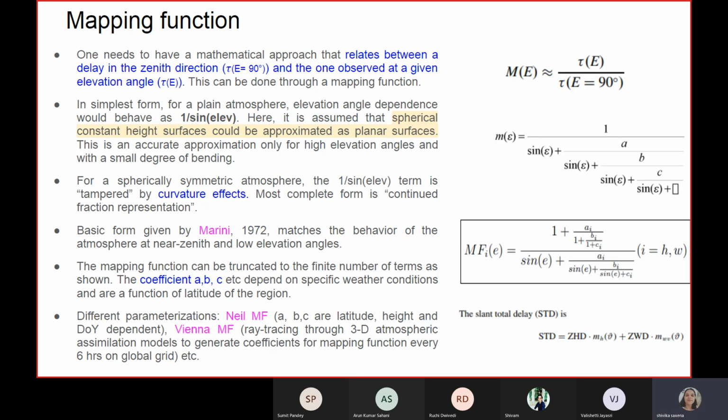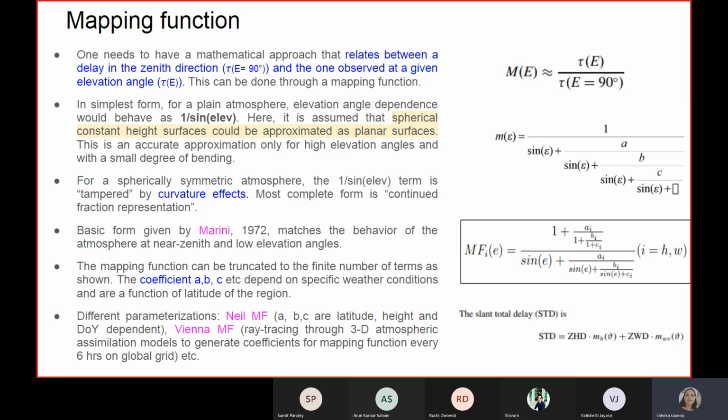For a spherically symmetric atmosphere, where curvature effects are ignored, the 1 by sine elevation mapping function will work. But since there are curvature effects, we have to use continued fraction representations. The direction is continuously changing because the Earth's surface is not a planar surface. That is why there would be a continued fraction inside the mapping function. This is represented in the second equation, you can see. So this is a little bit more accurate version of the mapping function.